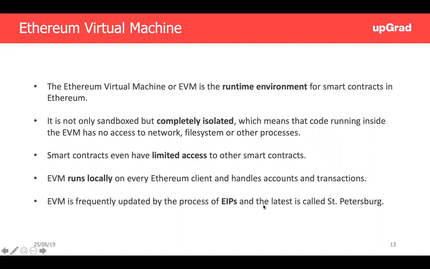We have already talked about the idea that the EVM is frequently updated by the process of EIPs. We know that the latest one is called St. Petersburg. The one before that was called Constantinople. EIPs, or Ethereum Improvement Proposals, lead to some new code that is added to the EVM repository, and from time to time they will release a new version of the EVM that is updated on all of the machines running on the Ethereum network.